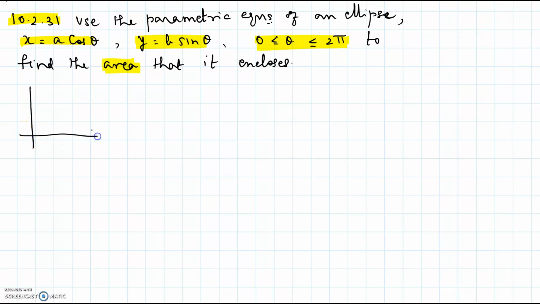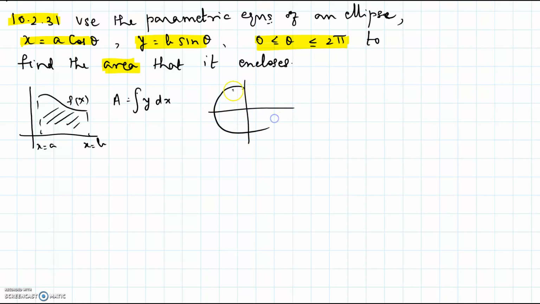From calculus 1 class, we know that the area under a graph of a function y equal to f of x bounded by the lines x equal to a and x equal to b is the integral of y dx. That is the area. Now in our problem, the graph is an ellipse.